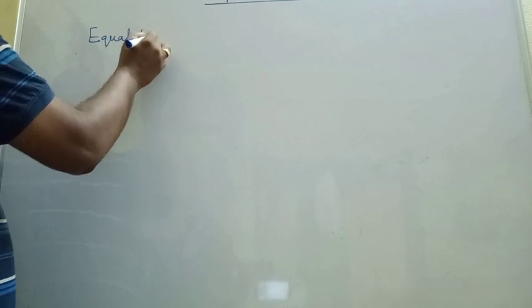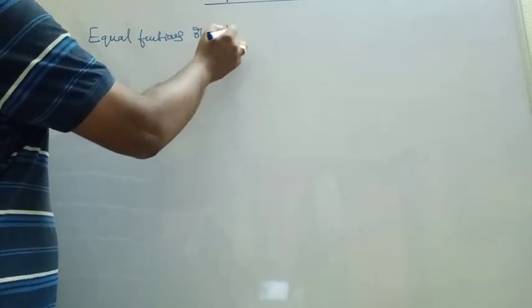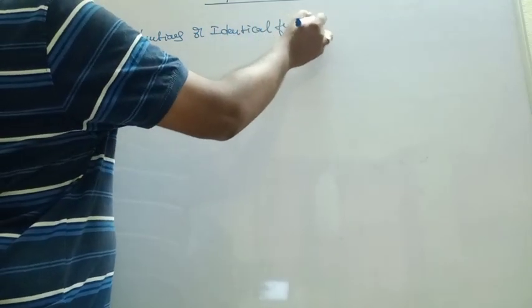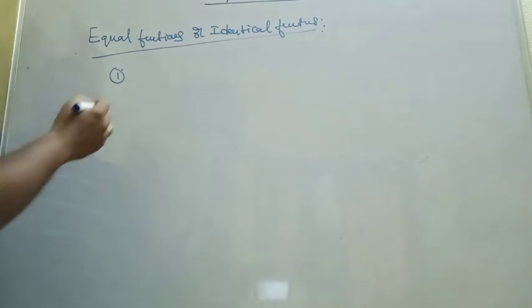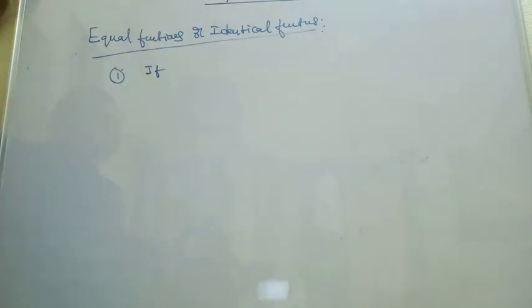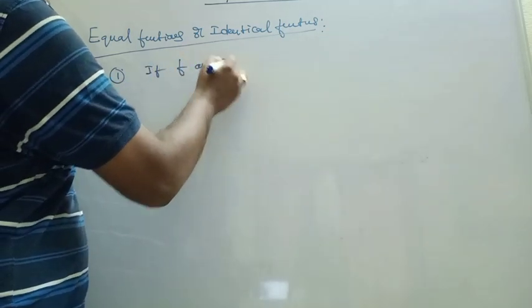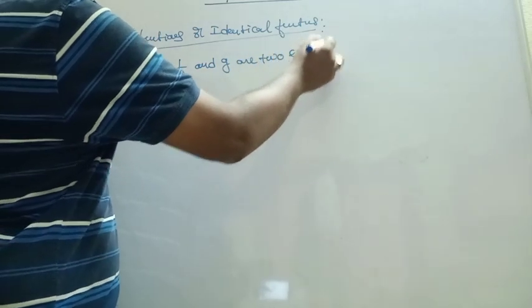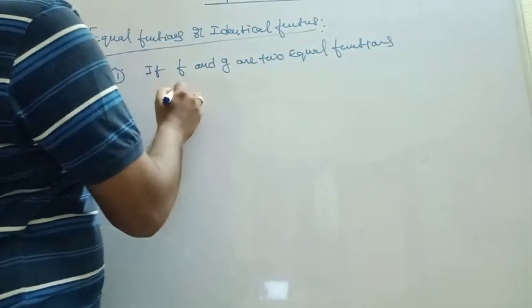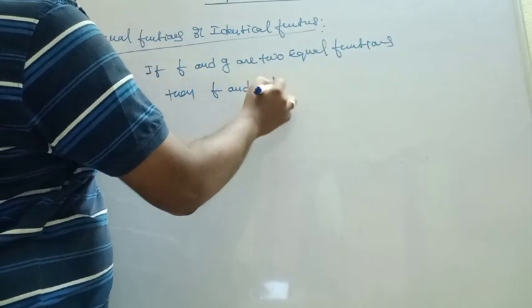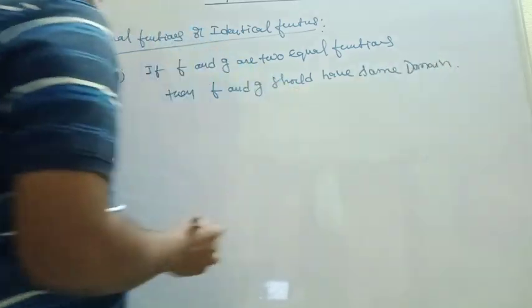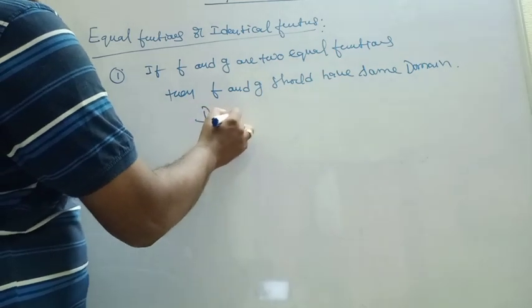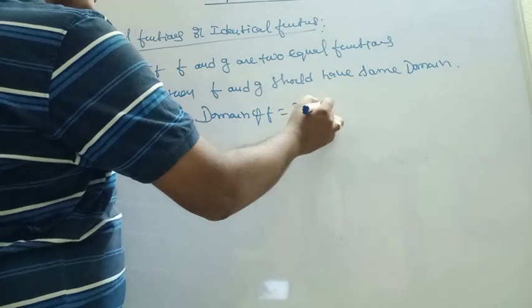Now see, my dear students, we have here equal functions. Equal functions are identical functions. When two functions are equal or identical, first of all, if f and g are two equal functions, then f and g should have the same domain. Both functions should have the same domain, that means domain of f should equal domain of g.